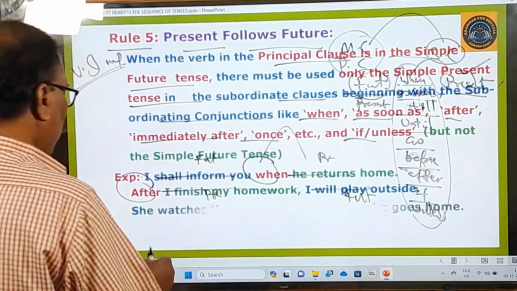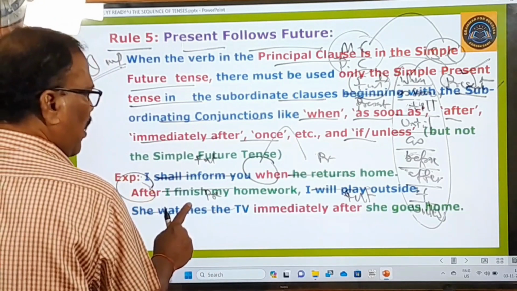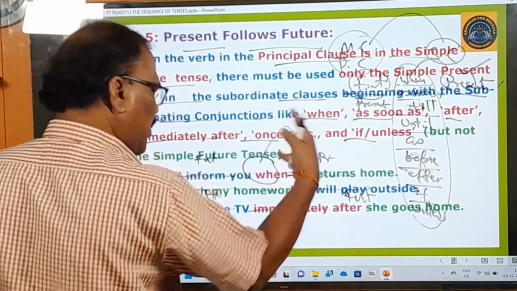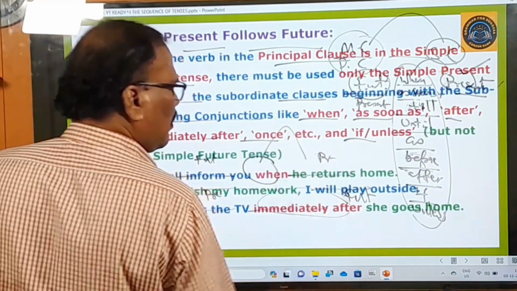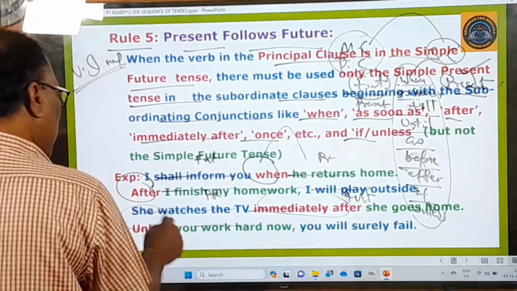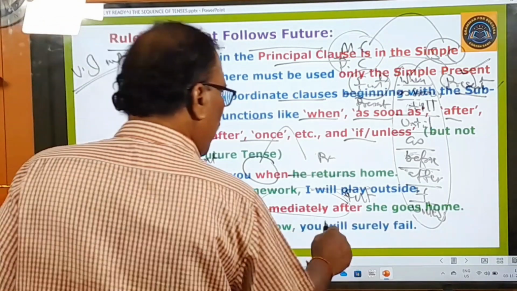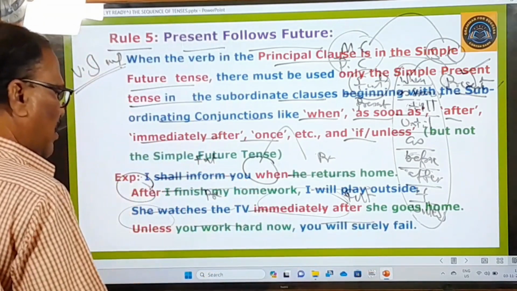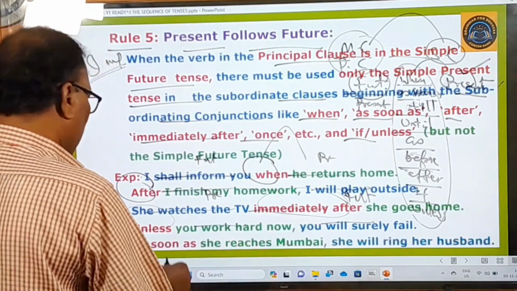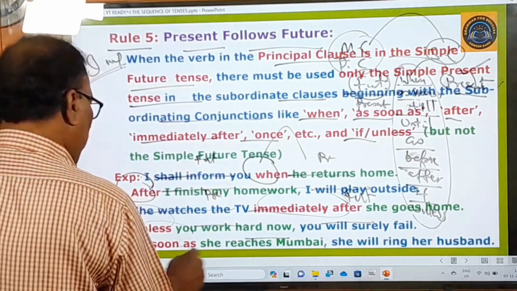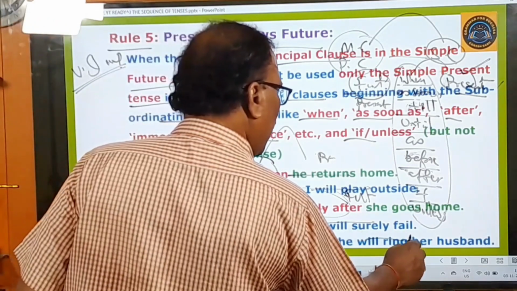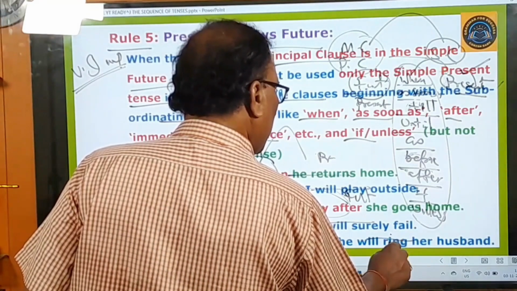Here, "she watches the TV" is the main clause part, "immediately after she goes home", whether immediately after or after, it is a time-indicating conjunction. "Unless you work hard" is a condition-indicating conjunction. Unless you work hard now, you will surely fail. This is the main clause, this is the subordinate clause, and the subordinate clause is in the present tense. The last example: as soon as she reaches Mumbai, as soon as is a time-indicating conjunction, she will ring her husband. The main clause is in the future.